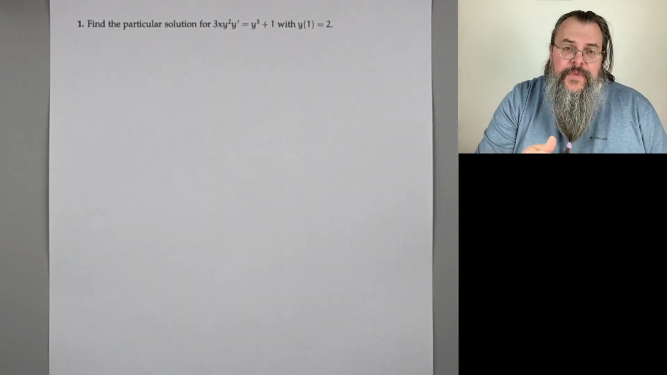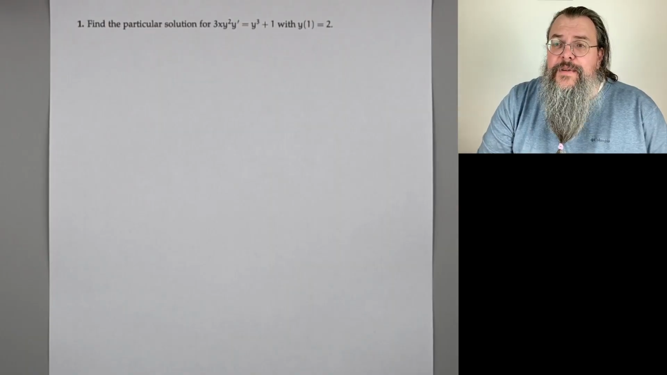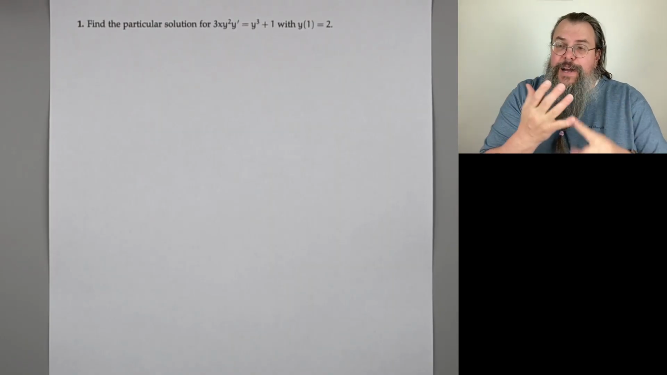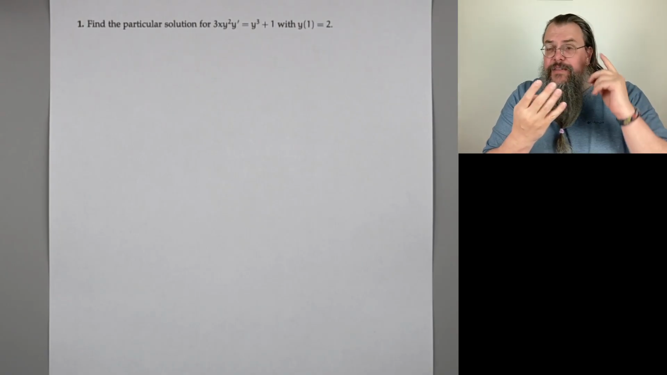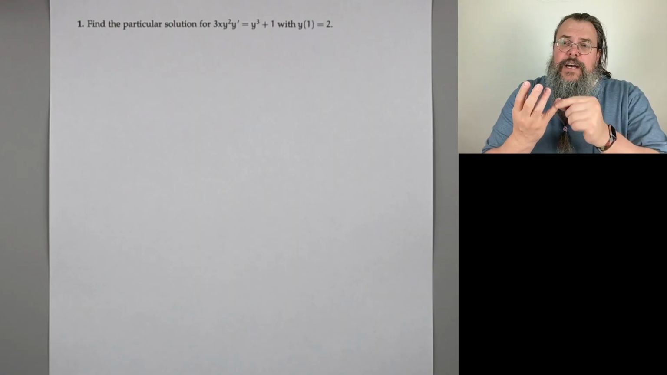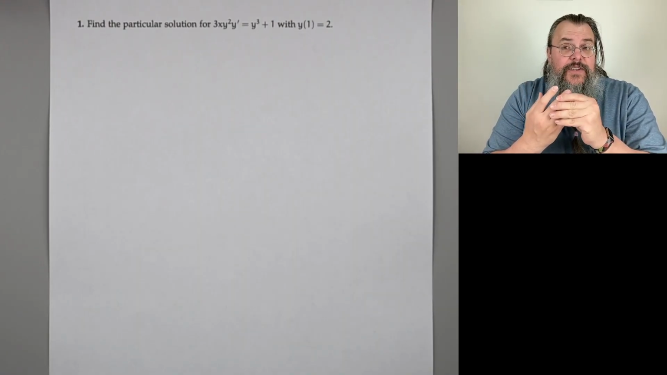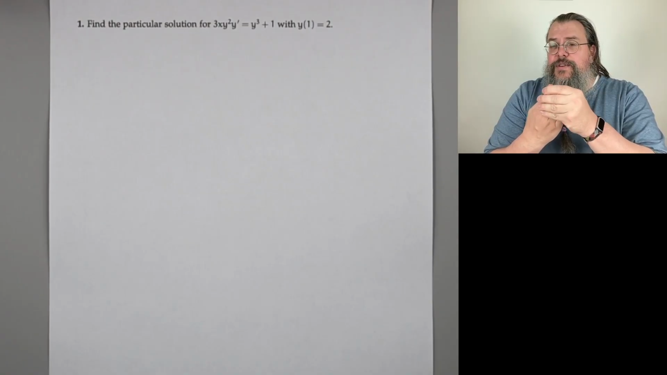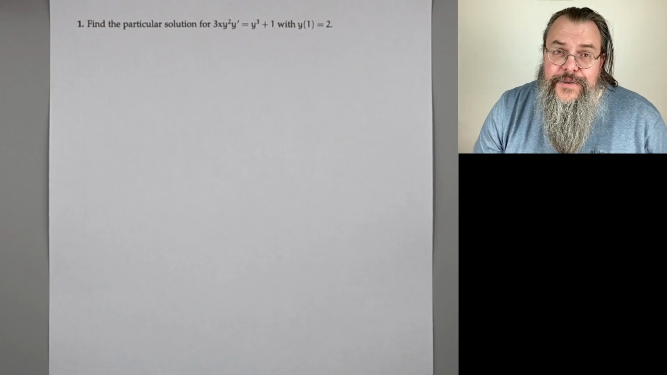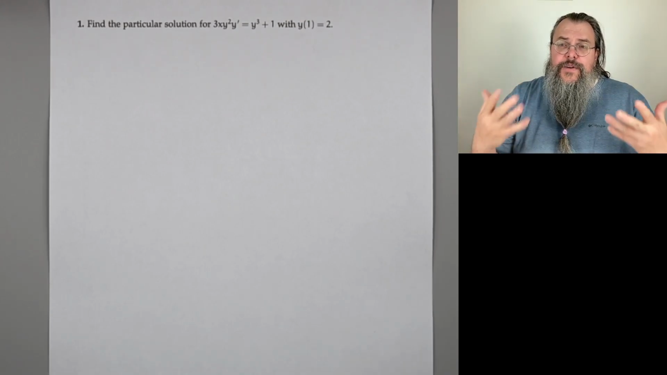Number 1, find the particular solution: 3xy squared y prime is equal to y cubed plus 1, with initial condition y(1) equals 2. Now this is a first order differential equation, and that has a lot more options. You've got separable, integrating factor, exact, and then substitution, which really just says get it back into one of these 3, hopefully a little bit easier to do. And you have to start thinking about, well, what's the right way to do it?